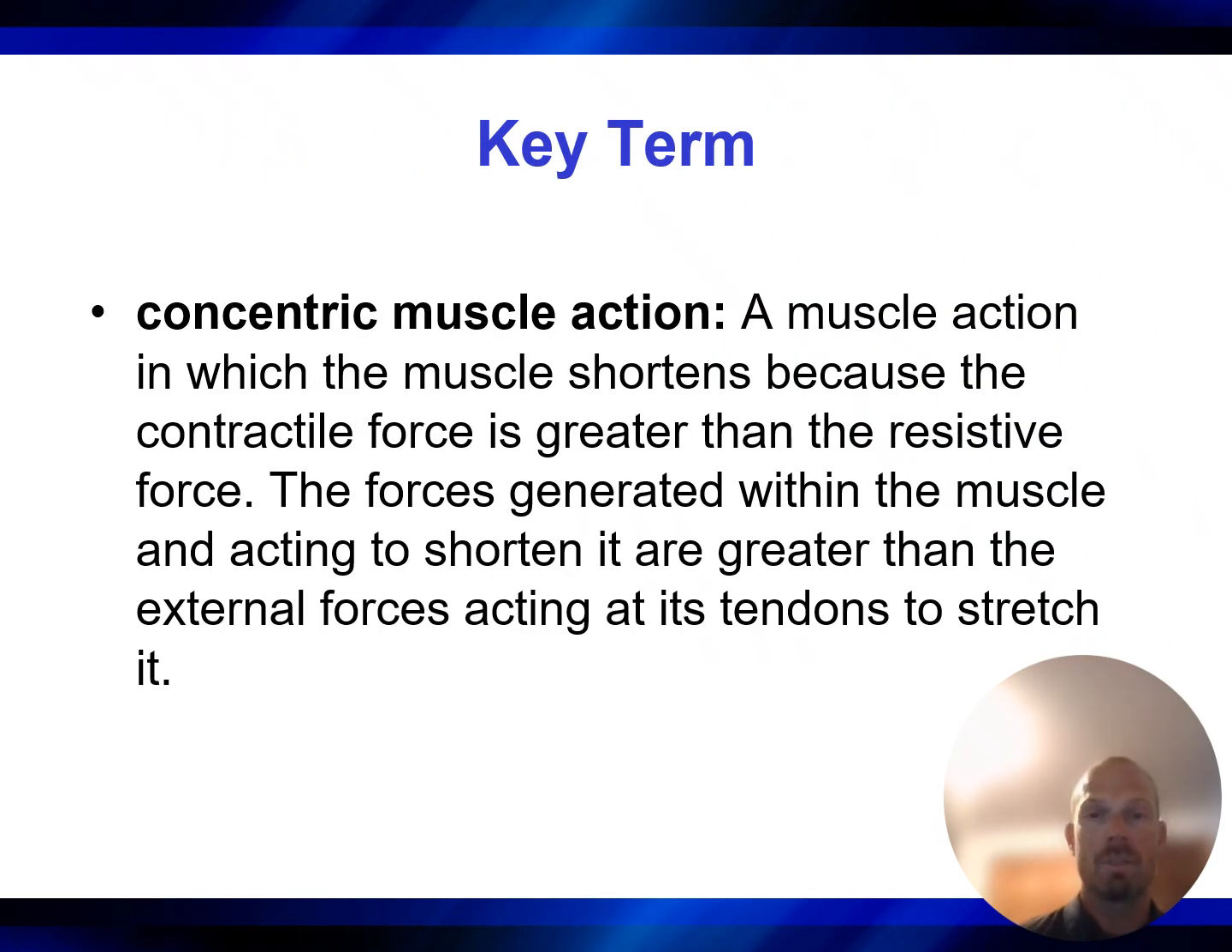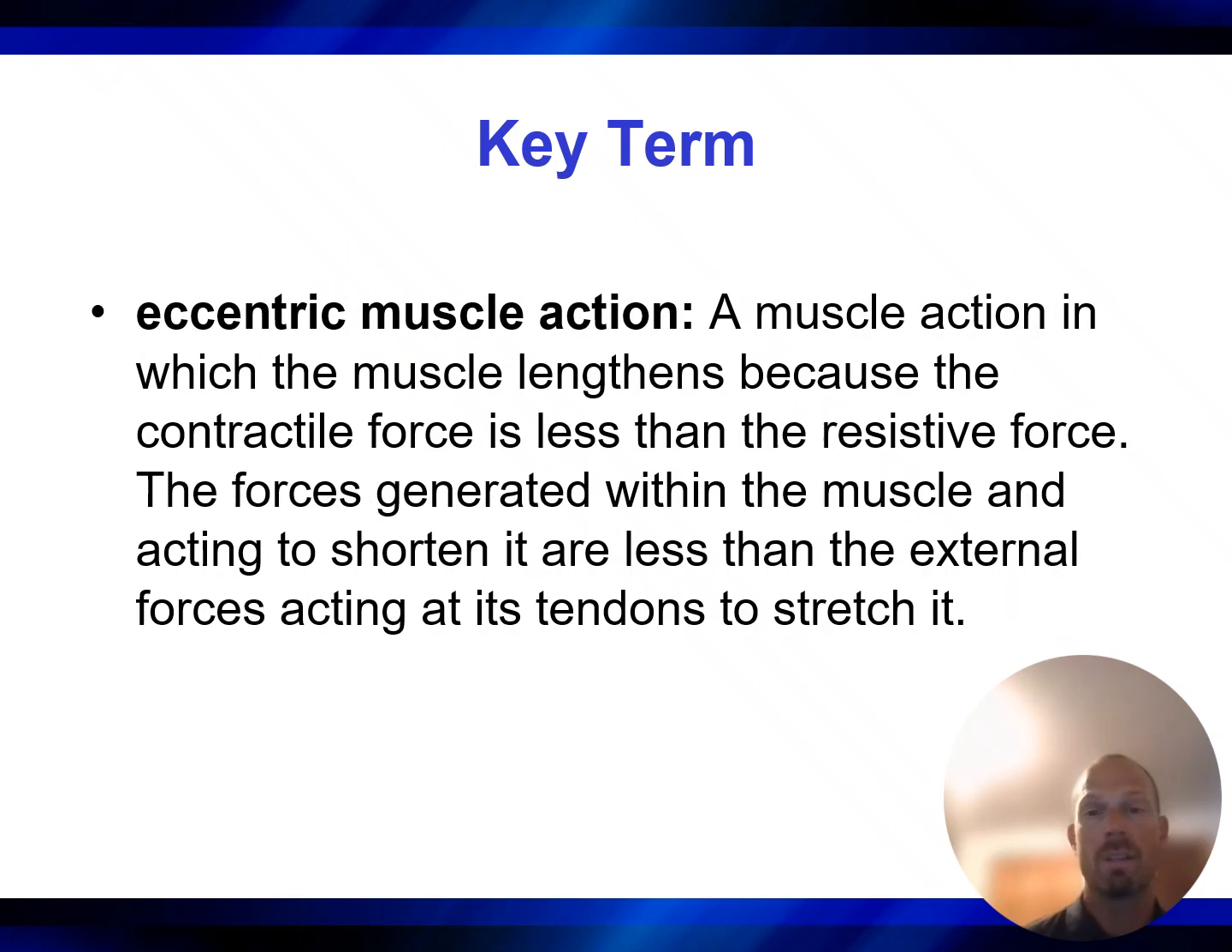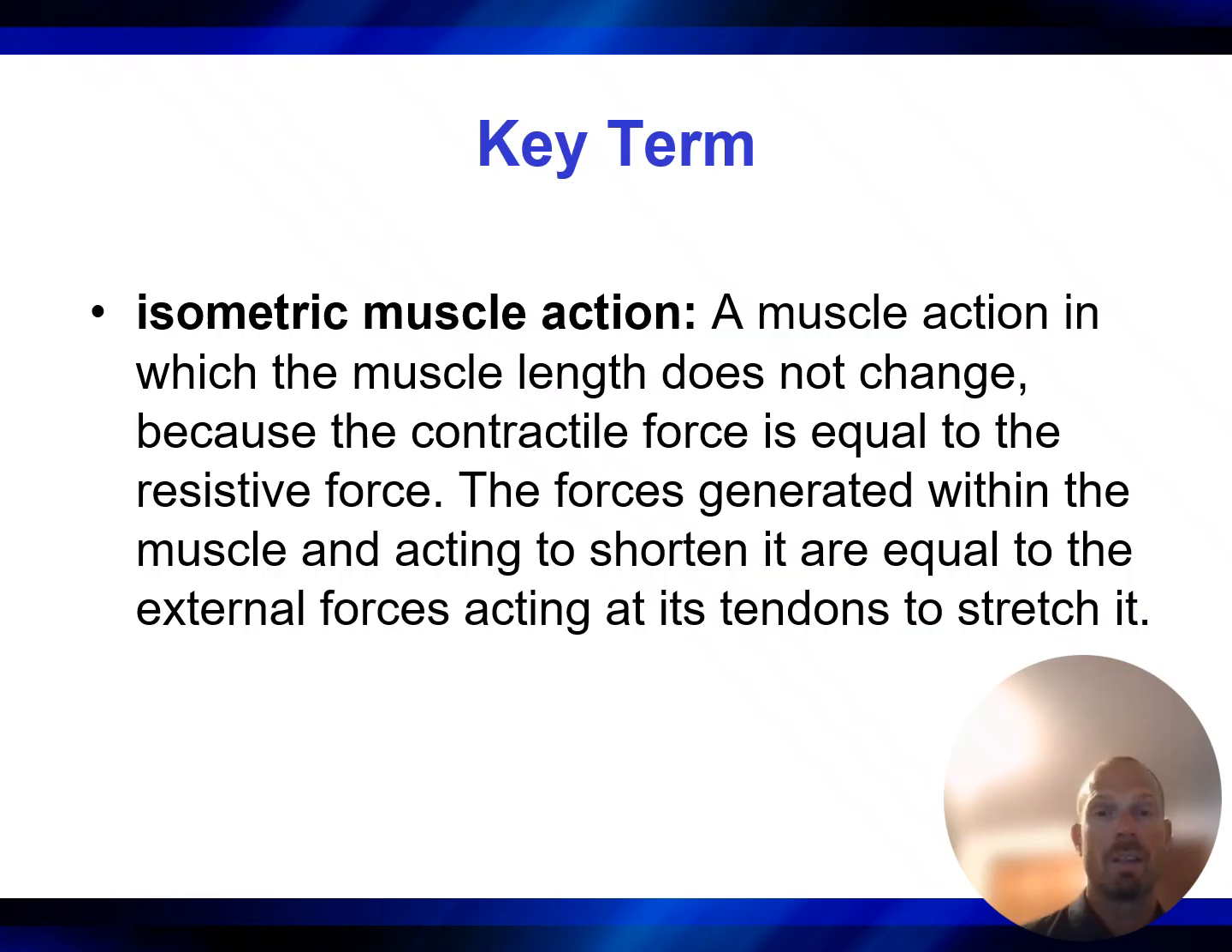So the key terms in this section are concentric muscle action, which is a muscle action in which the muscle shortens because the contractile force is greater than the resistive force. In contrast, eccentric muscle action is a muscle action in which the muscle lengthens because the contractile force is less than the resistive force. And then in further contrast, an isometric muscle action is a muscle action in which the muscle length does not change.